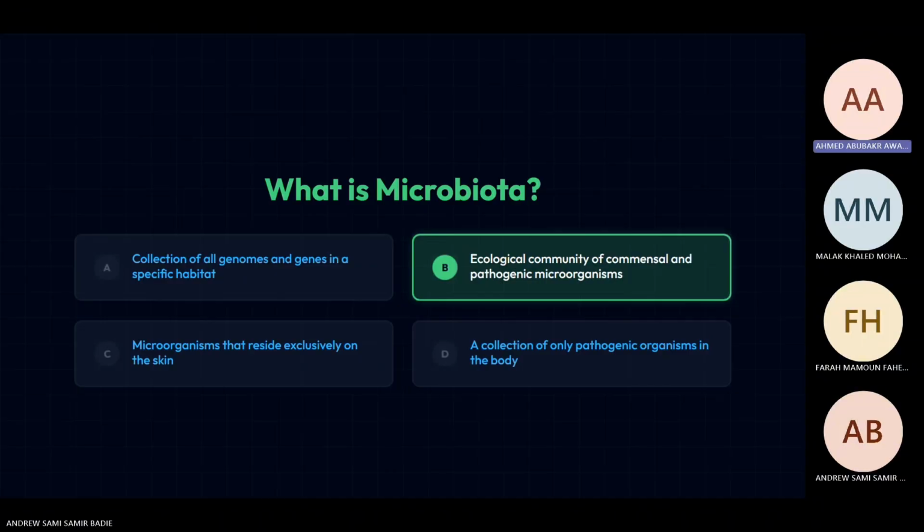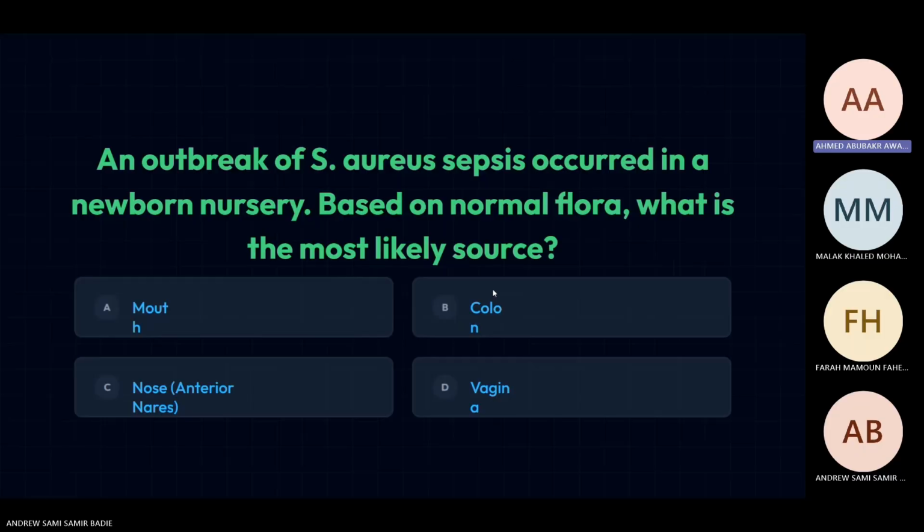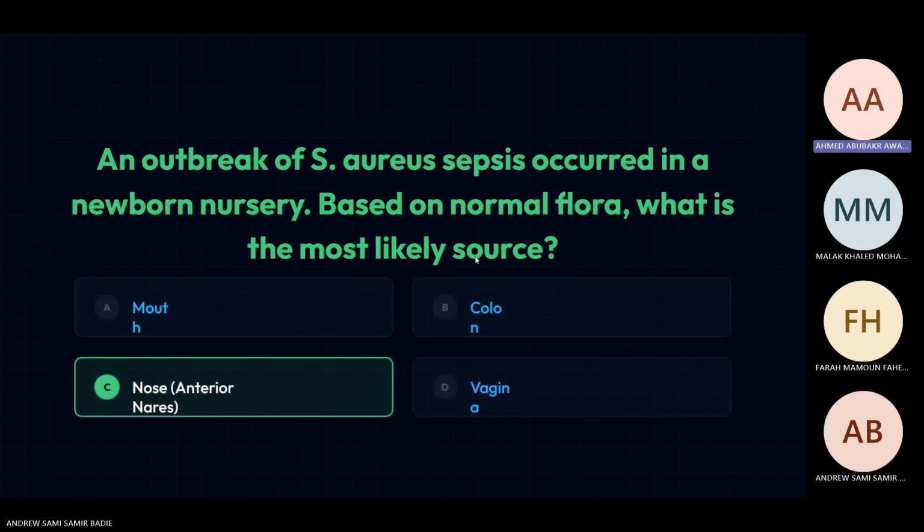Another question: an outbreak of Staph aureus sepsis occurs in a newborn nursery. Based on the normal flora, what is the most likely source of Staph aureus? This is actually a memorization question. You need to know what certain bacteria are and where exactly they live. So the answer to this question is C, the nose.